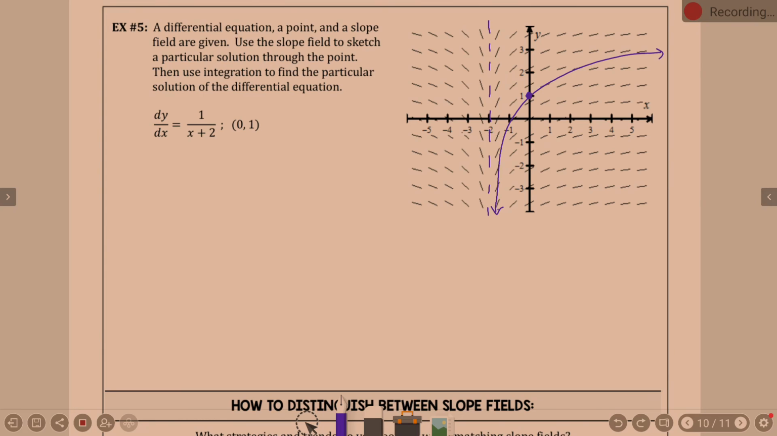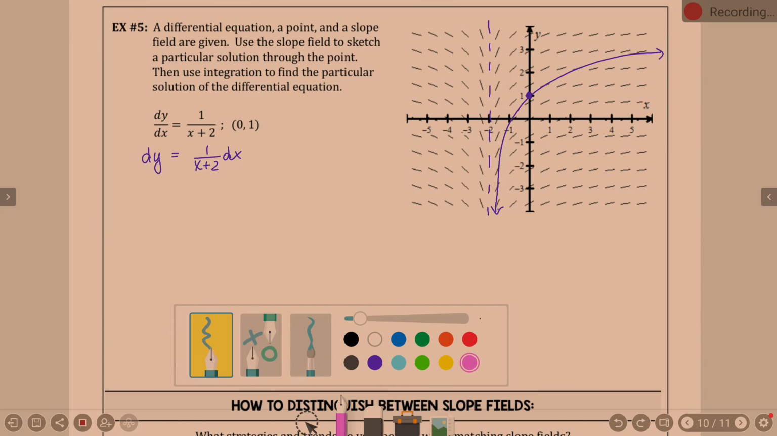Okay, let's go over and use integration to see what we get here. dy dx, what are we doing? We're going to take the x's and y's and separate, right? Which leads us right into tomorrow's lesson. So if I want x's on one side, y's on the other side, I'm going to keep dy over here, and it's going to be 1 over x plus 2 times dx. I've got them separated, so now I'm going to integrate.